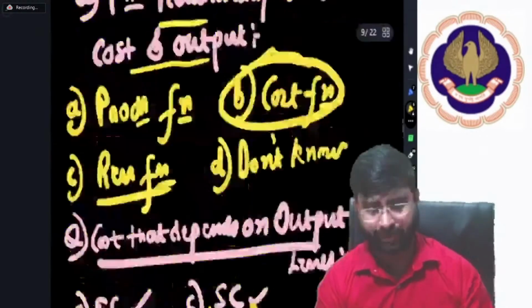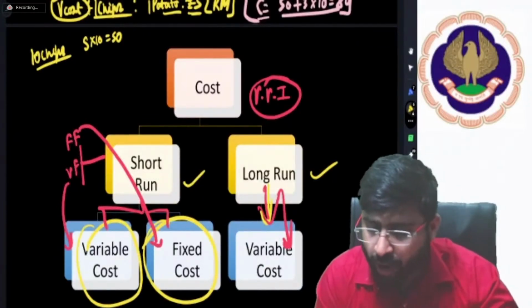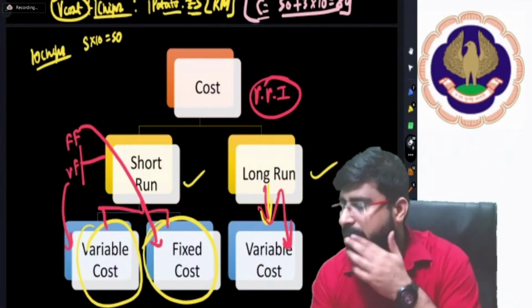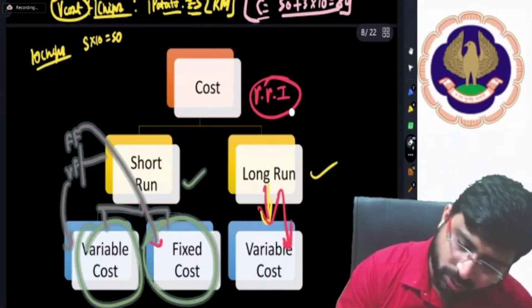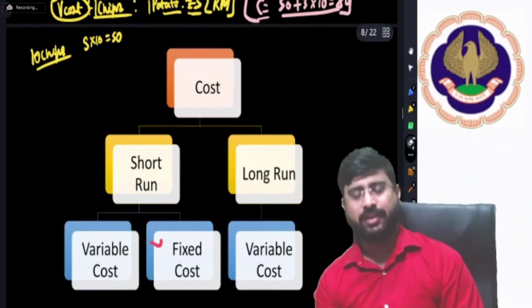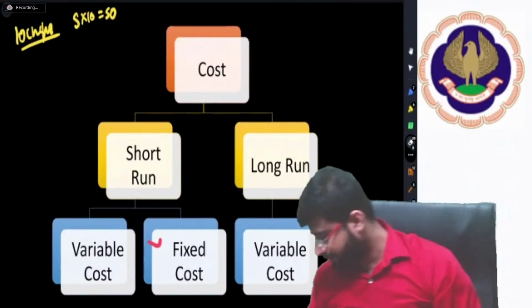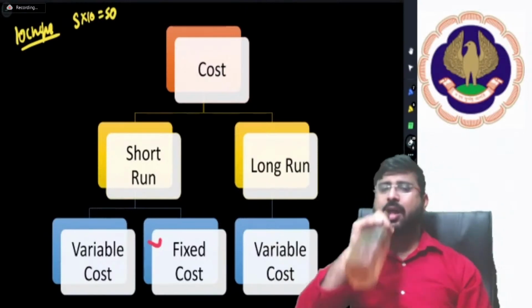Now, my dear friends, we further come down to the very important part of cost, I would say the most important part of this chapter. Are we ready, guys? Come on, everybody, please confirm that we are ready so that we can go ahead. Absolutely, sir.